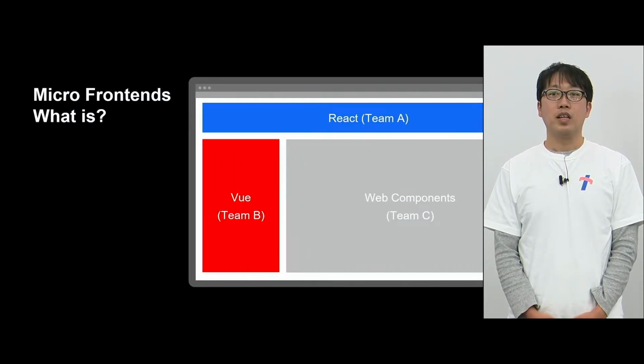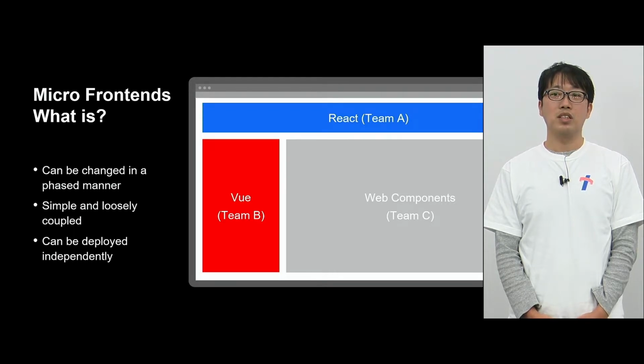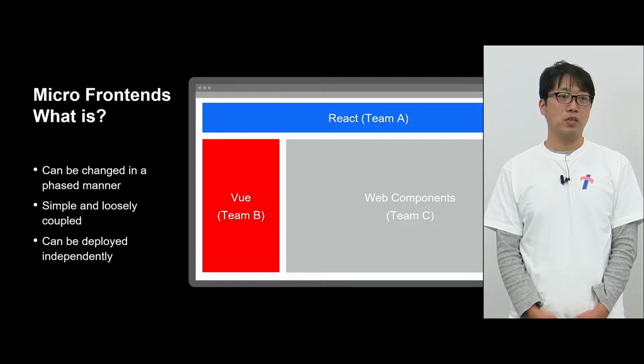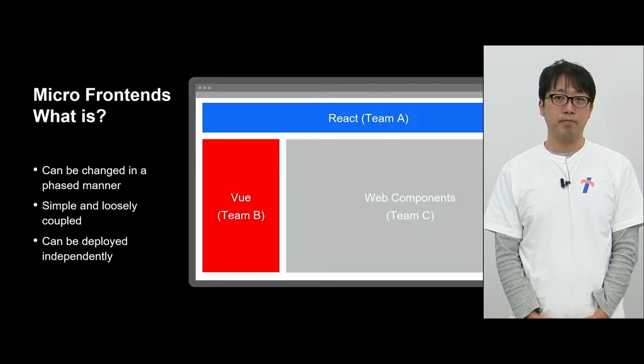So what is the micro frontend? This is the overall image of micro frontends. One single page is composed of multiple products. For each product, each team can choose any framework they like. The benefit is that change can be made step by step, and it's very simple. It's loosely coupled, which means that it can be independently dealt with. What it means is the benefits of the back-end microservices to be applied to the front end.